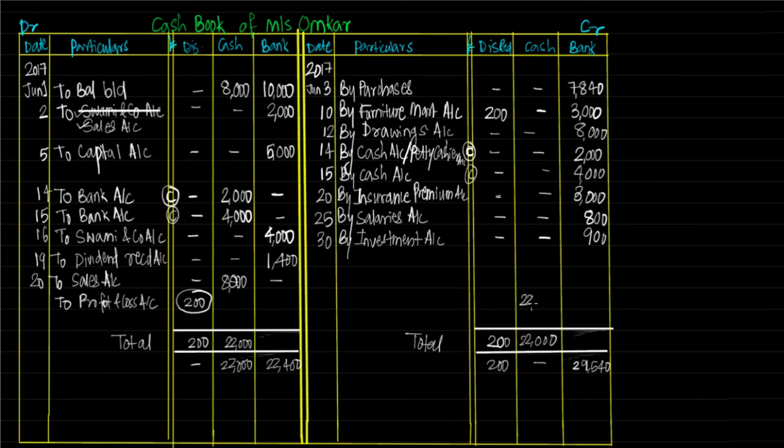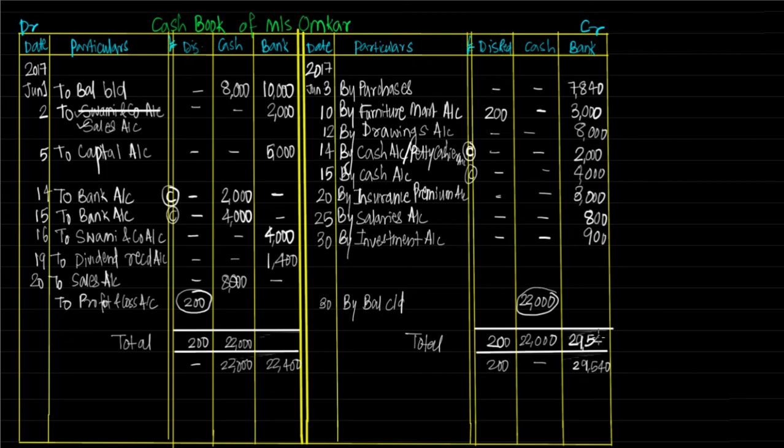Here the balance will come on the opposite side because it is closing balance. On 30th June, we would write it as by balance carried down. Please note that don't assume that this is in credit of cash book, so it is cash going out. It is just a closing balance which we have written, and closing balance always appears on the opposite side.